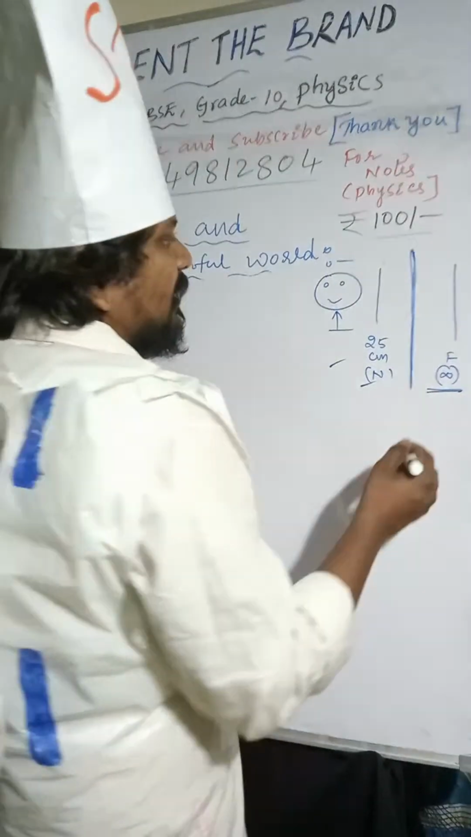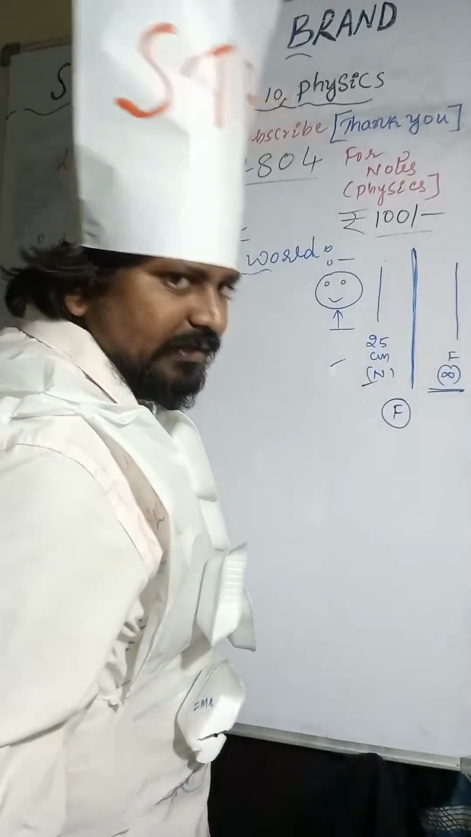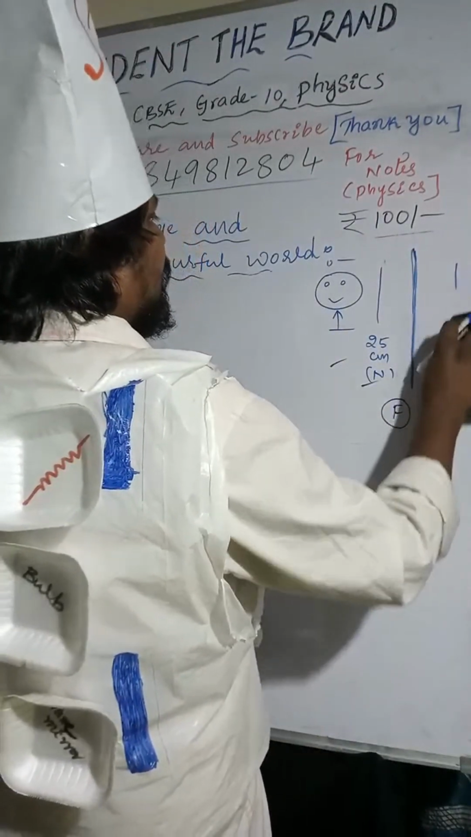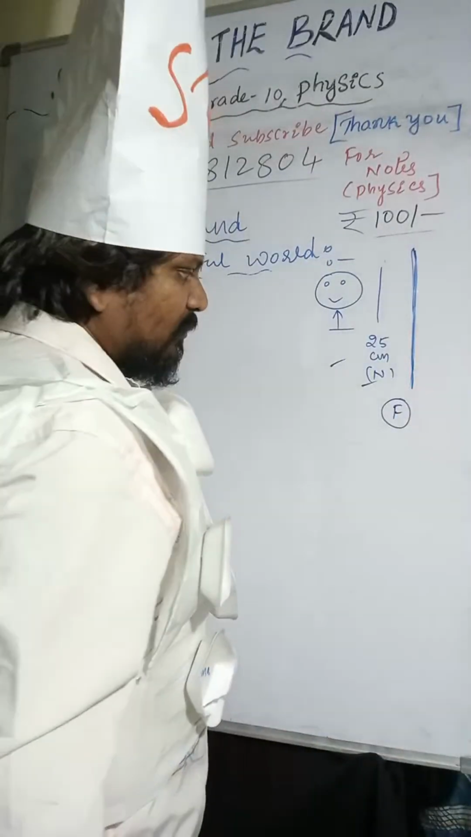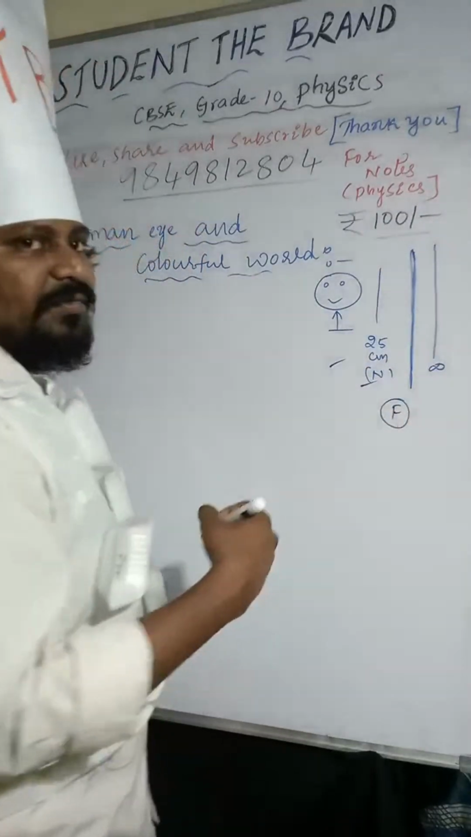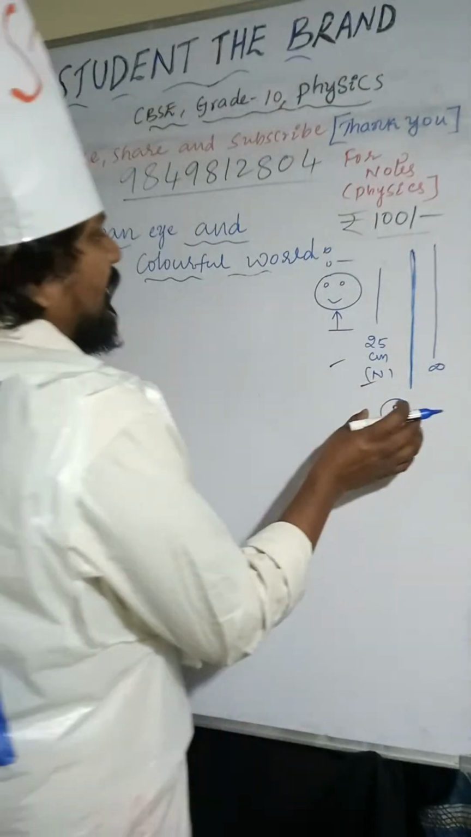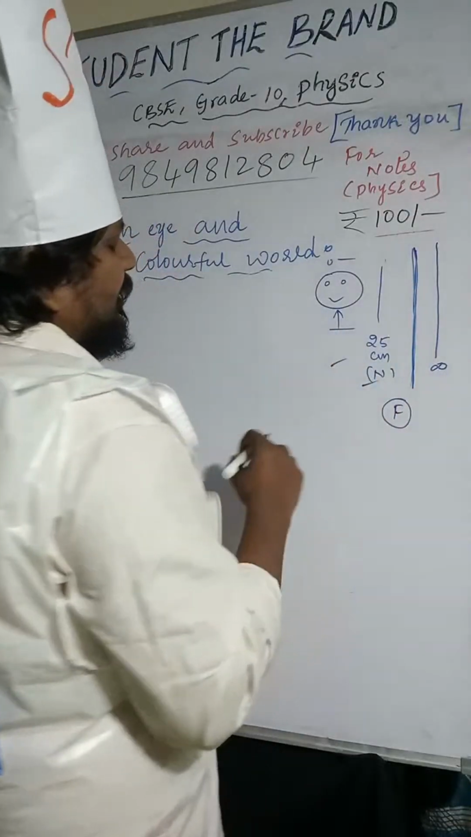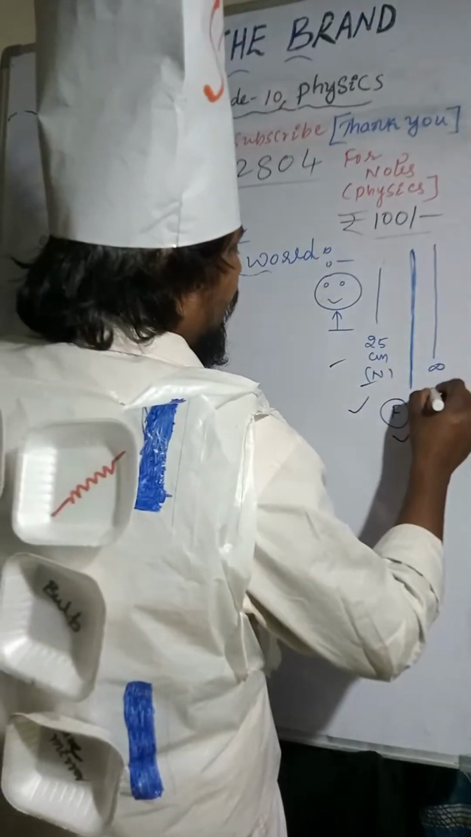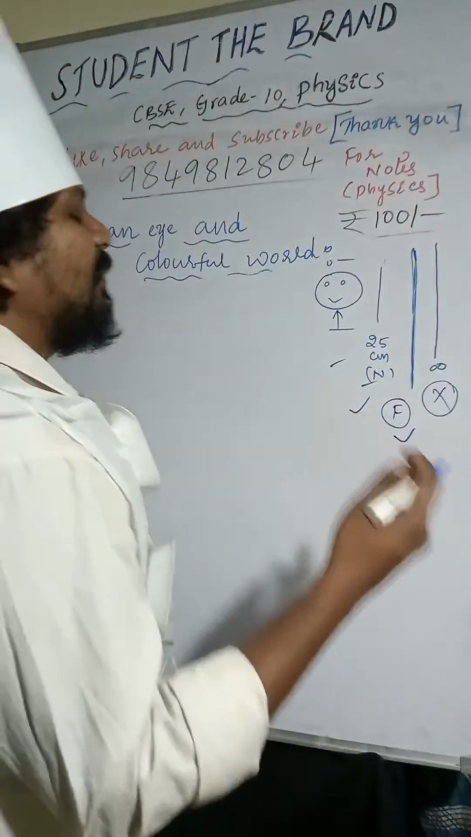That far point, suppose we take it as F. Infinity is here, and between 25 centimeter and infinity, this is the far point. If the light rays are coming from this point, he can see. He can see this one, but he can't see that one. If the light rays are coming from beyond, where will the light rays meet? In front of the retina.